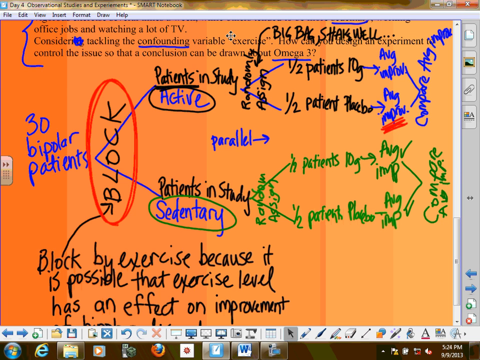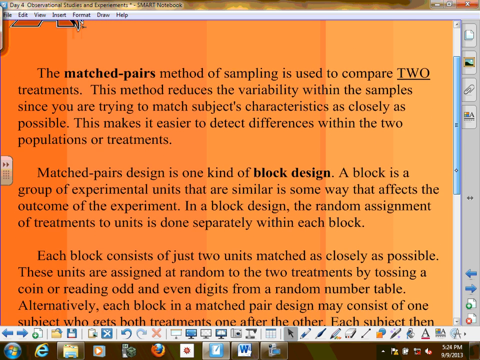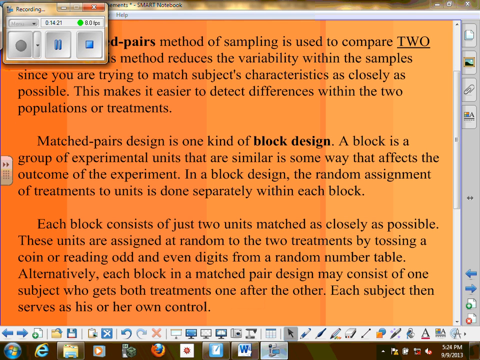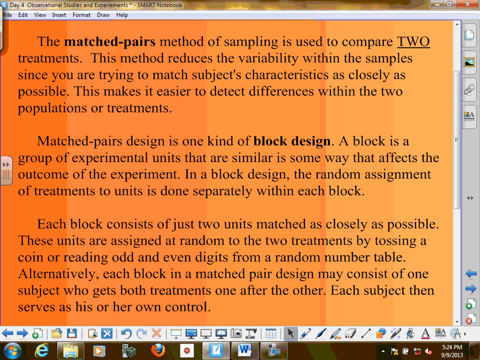All right, now, next section is about matched pairs. Okay, so matched pairs is also similar to blocking, in that it also reduces variability.